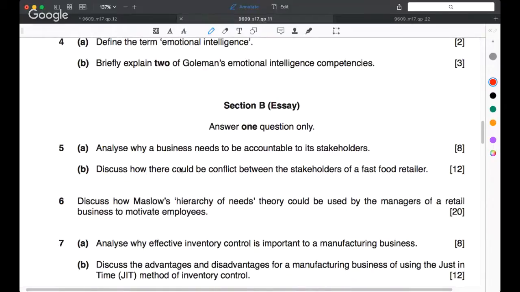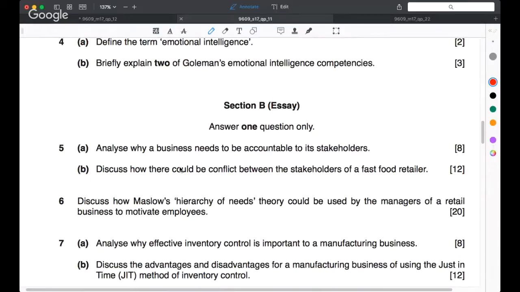So section B, the essays, you need to answer one of these questions, but we'll just cover them all completely. So analyse why a business needs to be accountable to its stakeholders. As I say, each business has several stakeholders. Customers would be one, suppliers another, obviously employees, but also geographical stakeholders, i.e. where the business operates and its impact on its local environment.